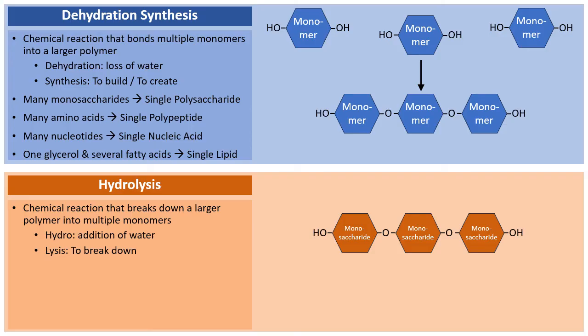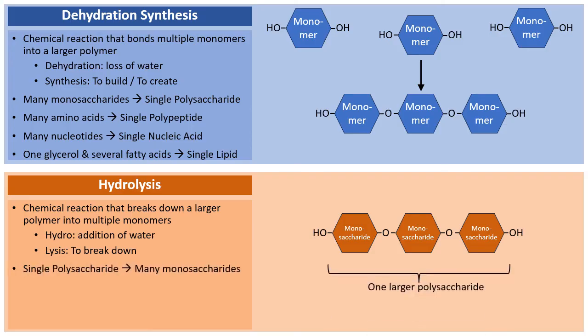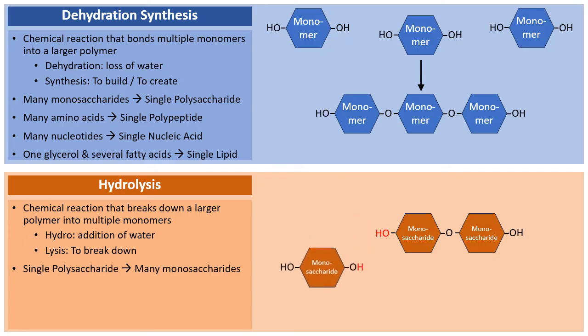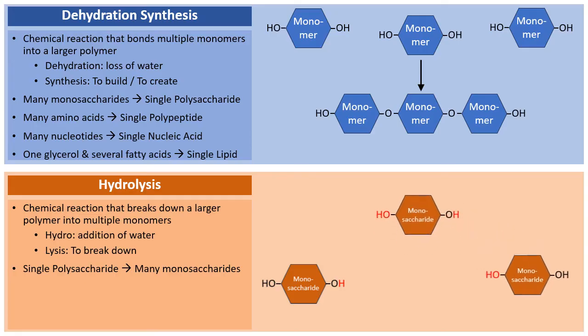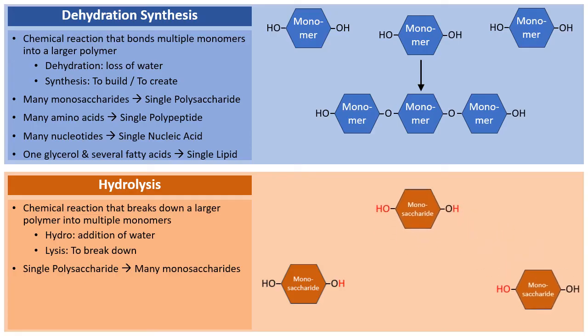Now, if we're looking at carbohydrates, this is how a single polysaccharide, that's what we have here. We have one large polysaccharide, but with the addition of a water molecule, can be broken down into monosaccharides. Let's do that again. With the addition of another water molecule, we can break those two apart. So now we have 3 monosaccharides that were broken down from the one starting polysaccharide.